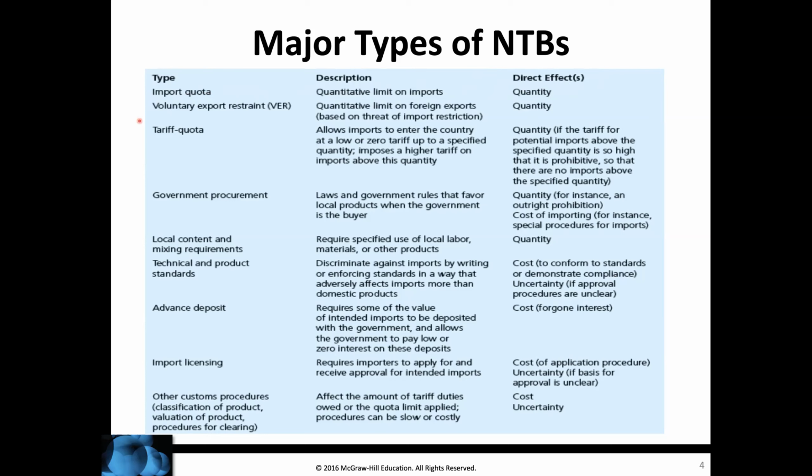We've got voluntary export restraints, tariff quota, government procurement, local content and mixing requirements, technical and product standards, advanced deposit, import licensing, and other customs procedures. And so here are the descriptions. I won't read through them all. I recommend you pause the video or go to figure 9.1 to get a deeper understanding of each of these. But these are non-tariff barriers to imports.